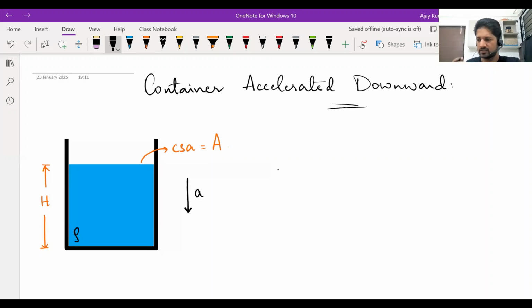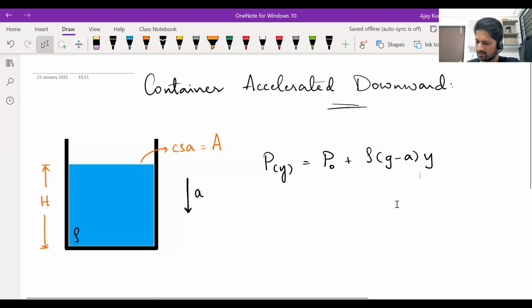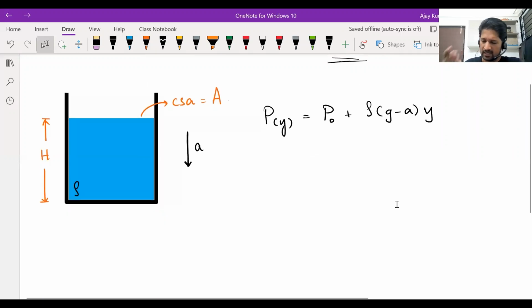Now we know how pressure varies with depth in such cases. We derived this in the last class. Pressure at a depth y will be P naught, pressure at the free surface, plus rho times (g minus a) multiplied with y. Effective gravity will be g minus a when the container is accelerated vertically downward. Fine. Now, as long as a is less than g, this equation is fine. You can easily tell what the pressure is anywhere in the liquid, at any depth.